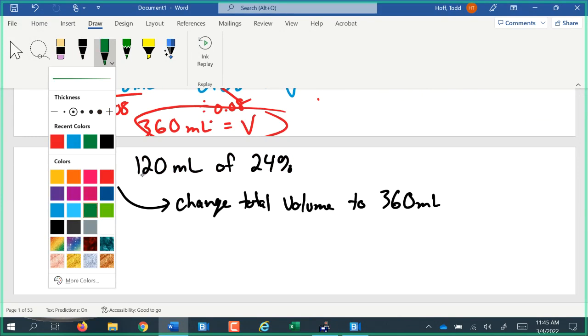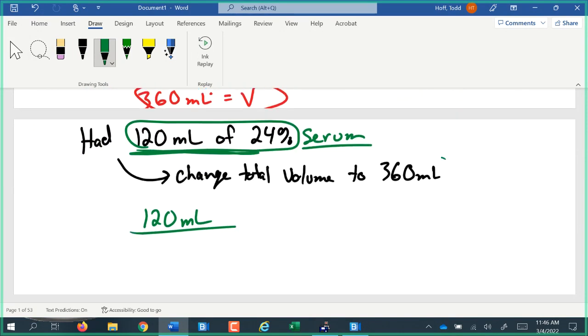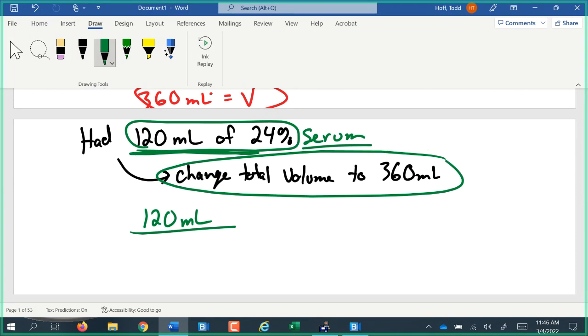So what we have here, the 120 milliliters of the 24%, that is our concentrate, or what's going to be used as our serum. And this is the total volume, not the amount of water added, it's total volume, 360 milliliters. And we reduce that ratio. The milliliters cancel out, same units. Both 120 and 360 can be divided by 120, giving us 1 to 3. So this is a 1 in 3 dilution.